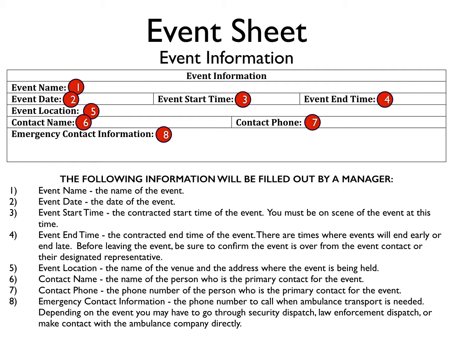We are going to have the contact name for the event. So this is the person you're supposed to make contact with when you get to the event. We're going to have their phone number and any emergency contact information. Now, the emergency contact information field is more specifically related to ambulance transport and who to call when an ambulance transport is necessary. Depending on the event, you may have to go through security dispatch, law enforcement dispatch, or make contact with the ambulance company directly.